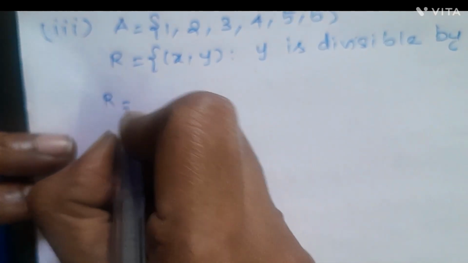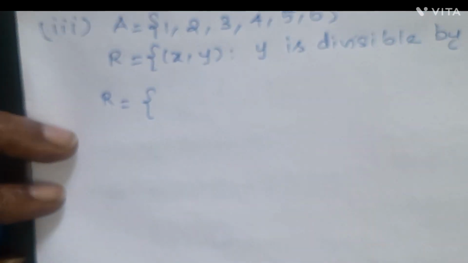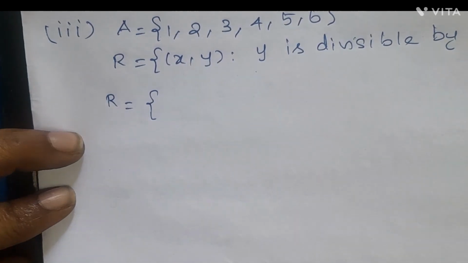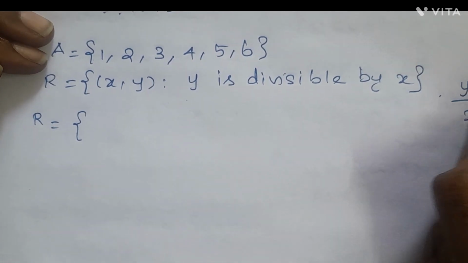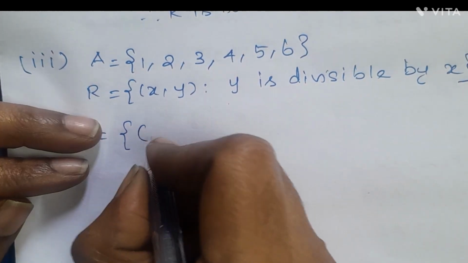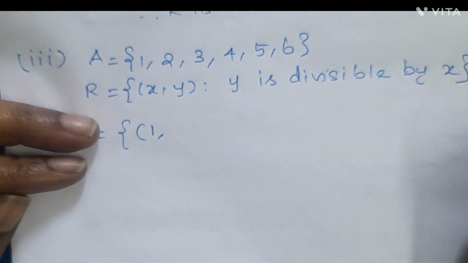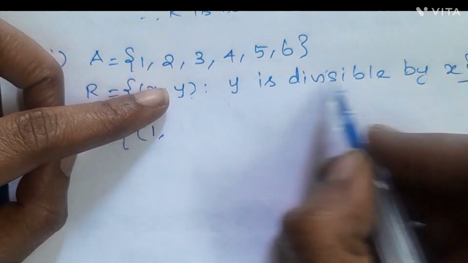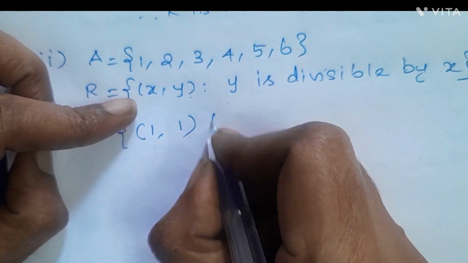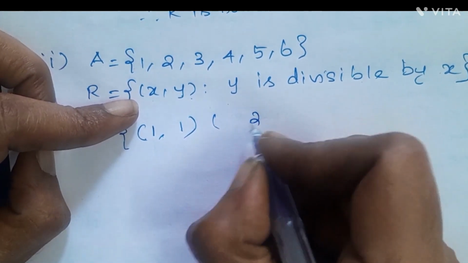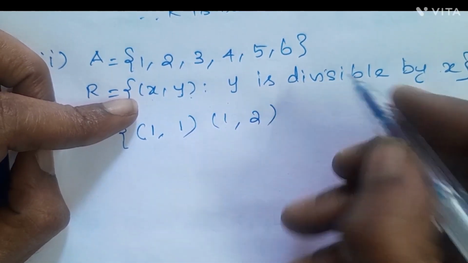So R equals the set of pairs (x, y) where y should be divisible by x. Then 1 is divisible by here (x, y). So y should be divisible by x. So 1 is divisible by 1. So our next number, that is 2. 2 is divisible by 1.